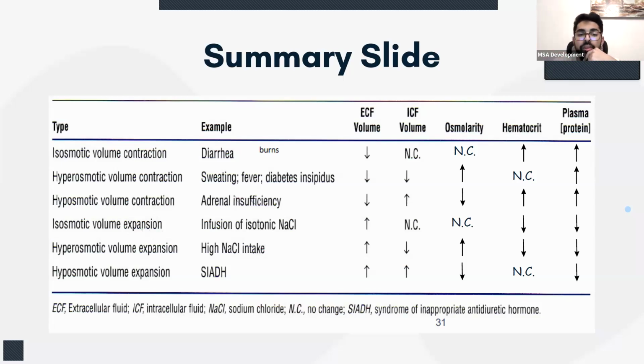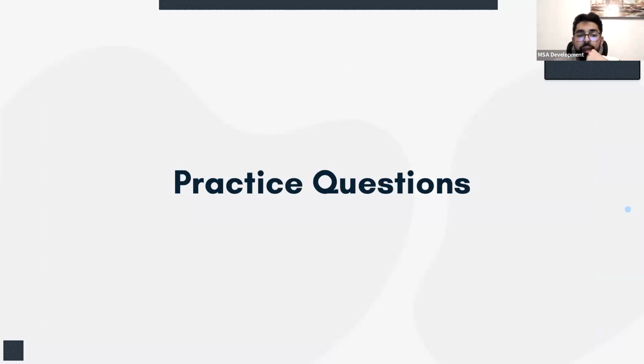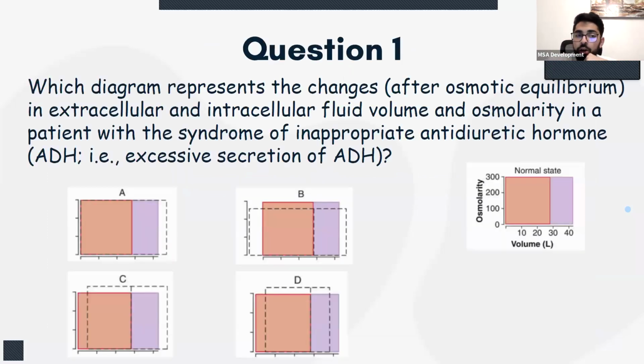Okay. This is everything about this lecture. I have a couple of questions at the end, and inshallah I'm going to be explaining them. First question is, which diagram represents the changes of ICF and ECF and osmolarity in a patient with a SIADH?